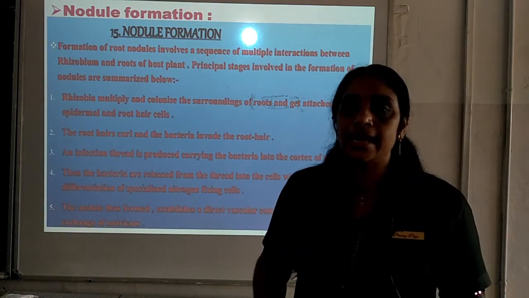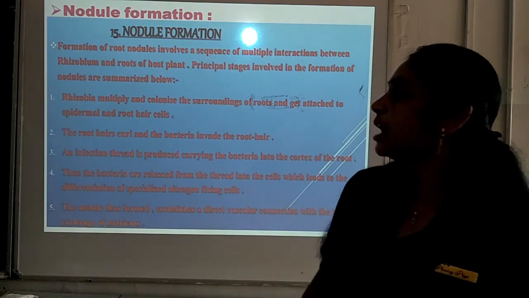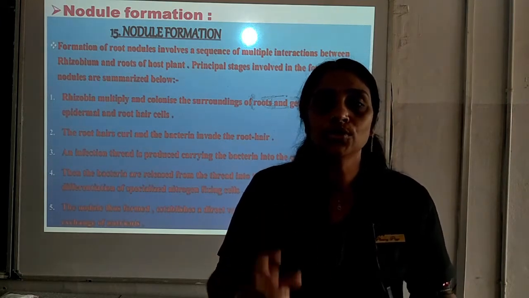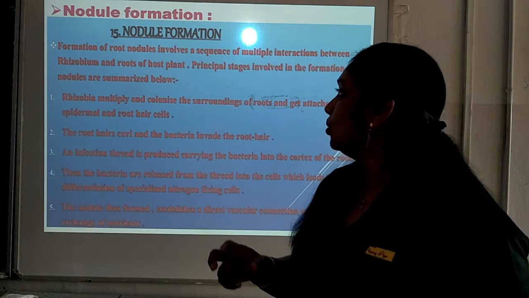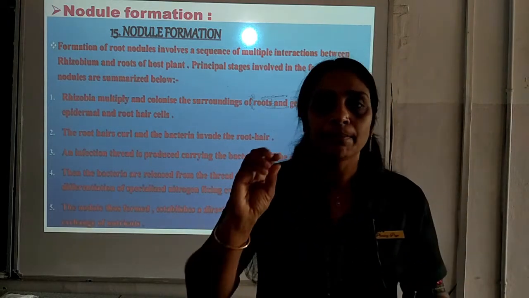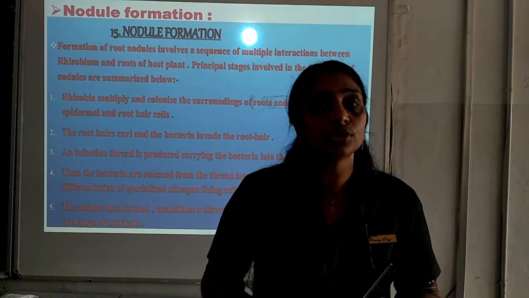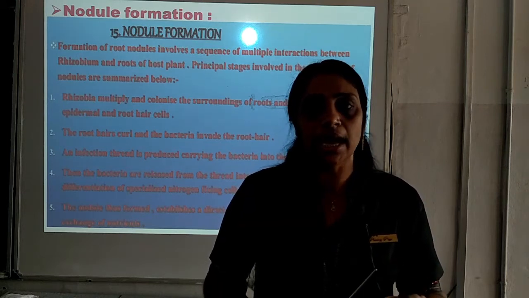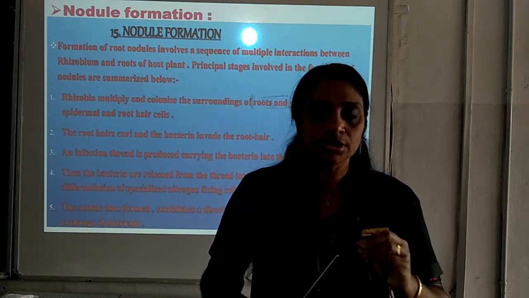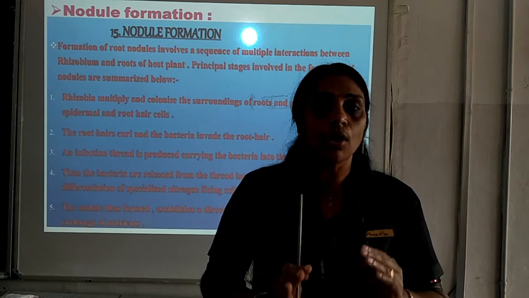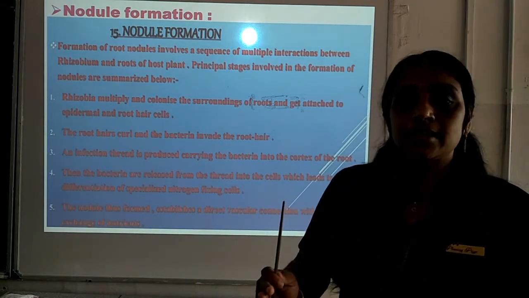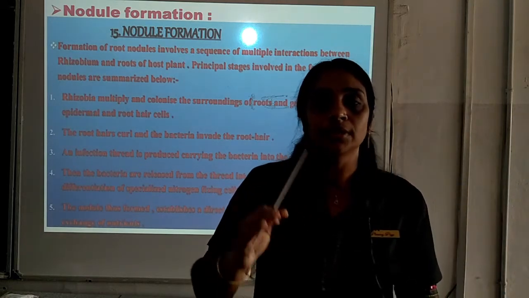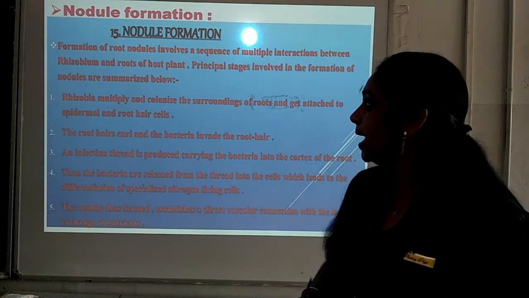Now we should understand how the root nodules are formed, how the nodules in the roots are formed. And what are nodules? Nodules are bulb-like structures seen in the roots of leguminous plants. We can see how these bulb-like structures or nodules are formed in the roots of leguminous plants.